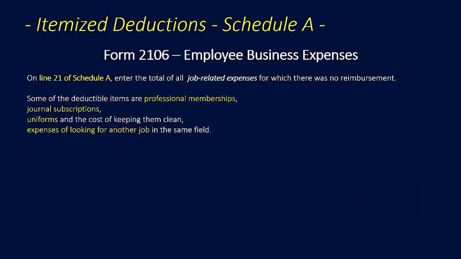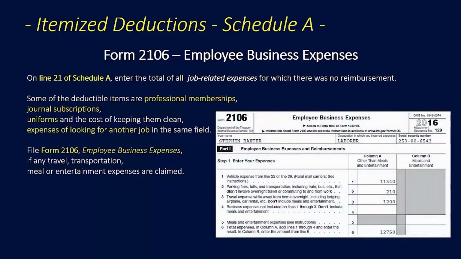On line 21 of Schedule A, enter the total of all job-related expenses for which there was no reimbursement. Some of the deductible items are professional memberships, journal subscriptions, uniforms and the cost of keeping them clean, expenses of looking for another job in the same field. We file Form 2106, Employee Business Expenses, if any travel, transportation, meal, or entertainment expenses are claimed. Form 2106 then transfers to line 21 of the Schedule A.